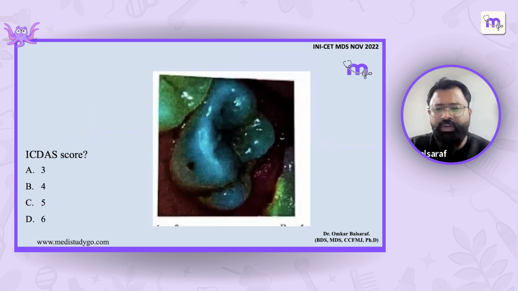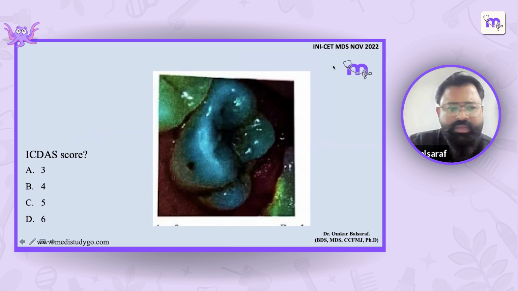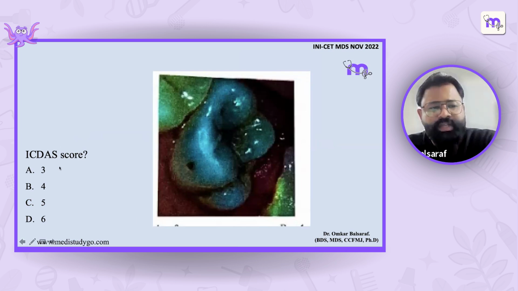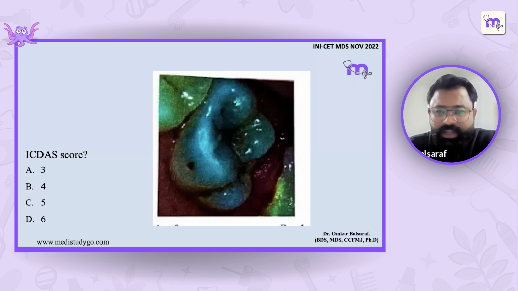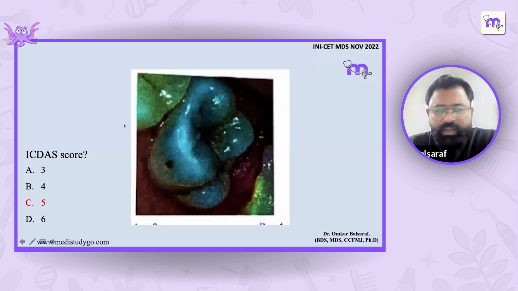Now, this is the best picture I could get out of it. They're saying that ICDAS score is either 3, 4, 5, or 6, depending on this image. I am not able to make out whether you are able to appreciate this image. This is the best image I could get. I'm sorry. Yeah, some of you are saying 5. Yes, 5 is the right answer. You guessed it right, depending on the quality of the image.